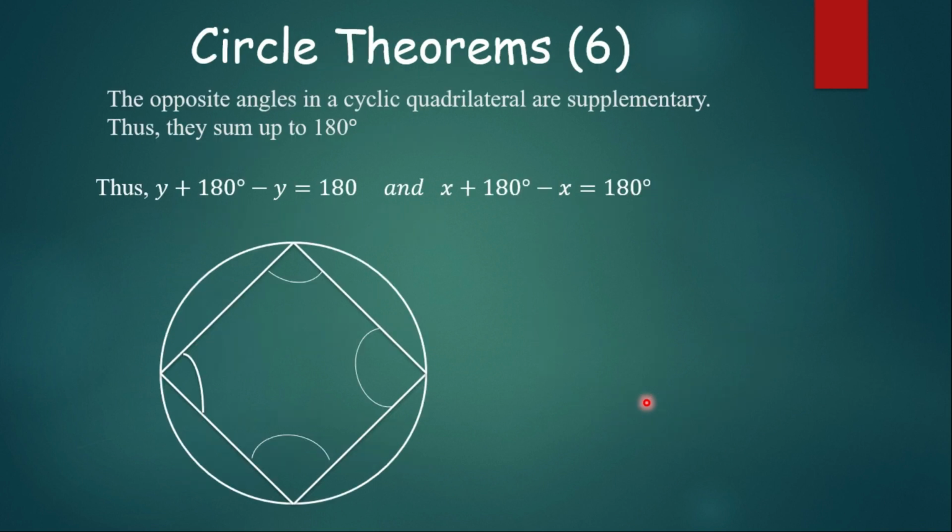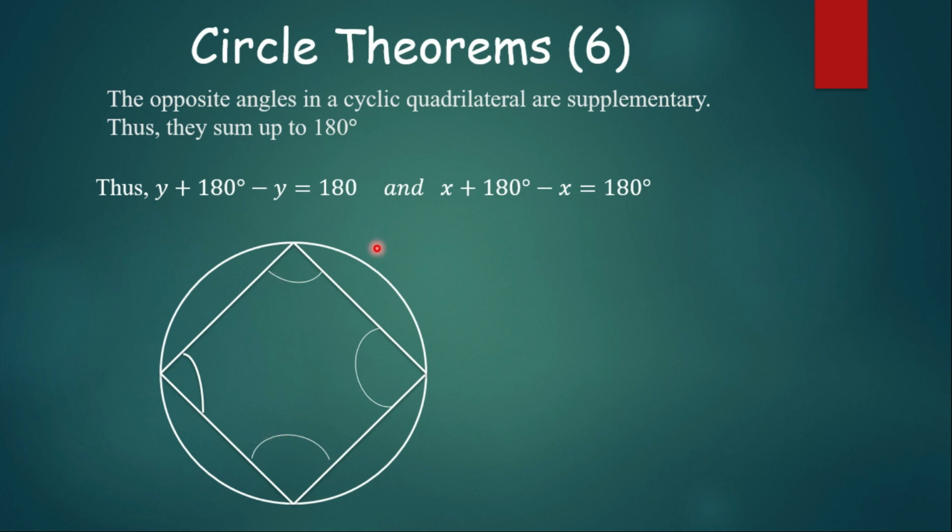Alright, the next theorem, theorem 6, is saying that the opposite angles in a cyclic quadrilateral are supplementary. Thus, they sum up to 180 degrees. That's the meaning of supplementary. When you say the angles are supplementary, we know they sum up to 180 degrees. Now, opposite angles in a cyclic quadrilateral. So this is a circle and a quadrilateral formed inside it. A quadrilateral is a four-sided plane figure formed inside a circle. We are saying that the opposite angles sum up to 180 degrees.